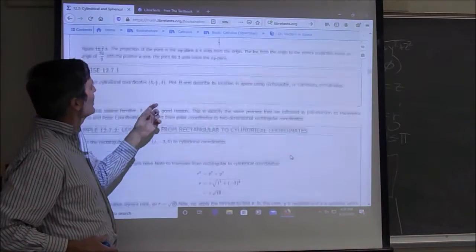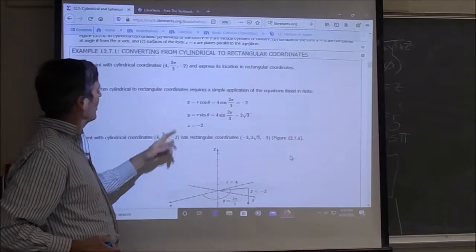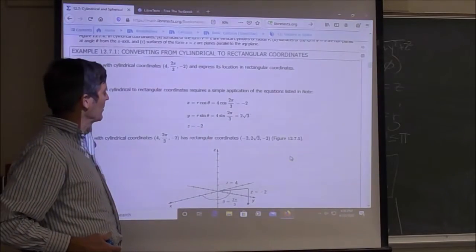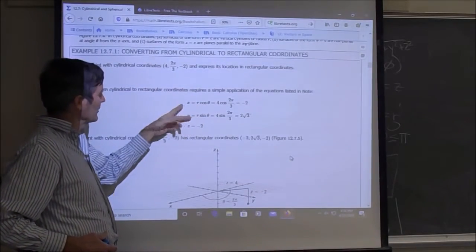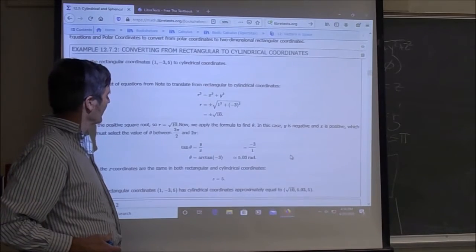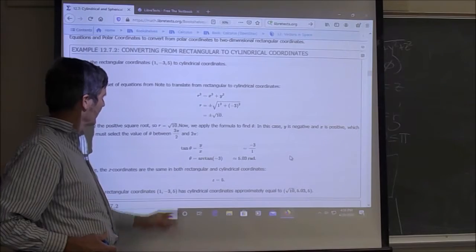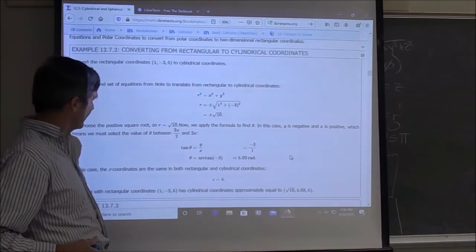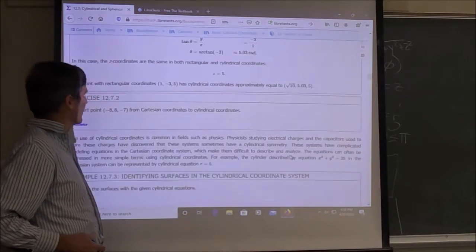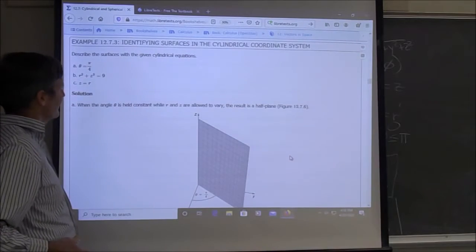It's just plug and chug. Just plug in polar coordinates and add z when you want to go from cylindrical to rectangular. It's just plug and chug, except you sometimes have to add pi to the arctangent to go from rectangular to cylindrical. They aren't too bad, right?